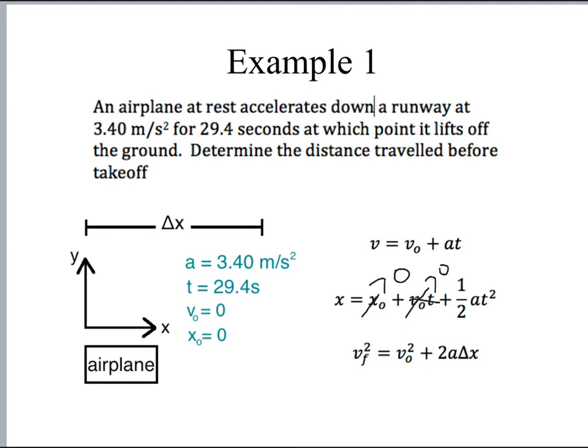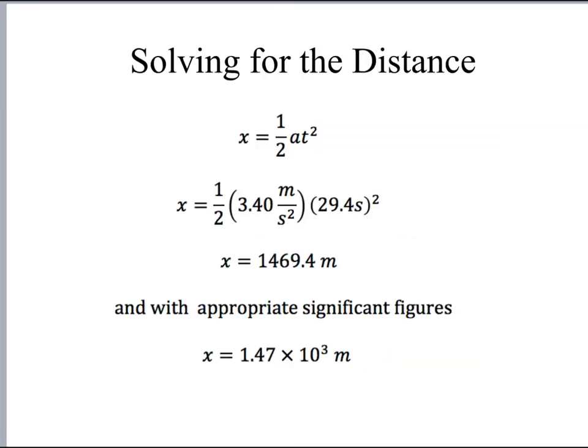And I'm left with my x value is equal to 1/2 a t squared, and my a is given here at 3.4 meters per second squared. My t is given here at 29.4 seconds, so it's just at this point going to be a matter of plugging and chugging. So I have my kinematics equation here. This is the second kinematics equation, which I've eliminated all the terms that go to 0. I plugged in my a here, I plugged in my t there. Be sure that you square it.